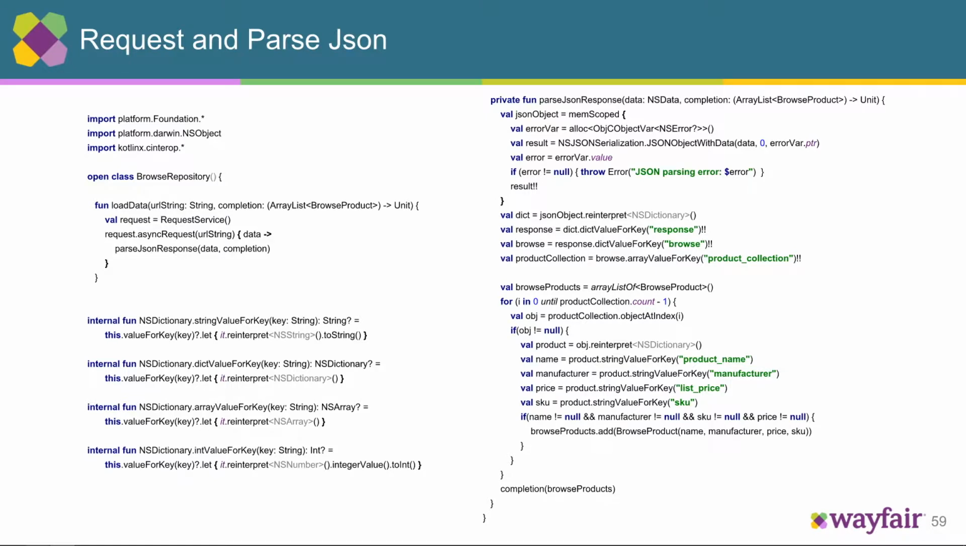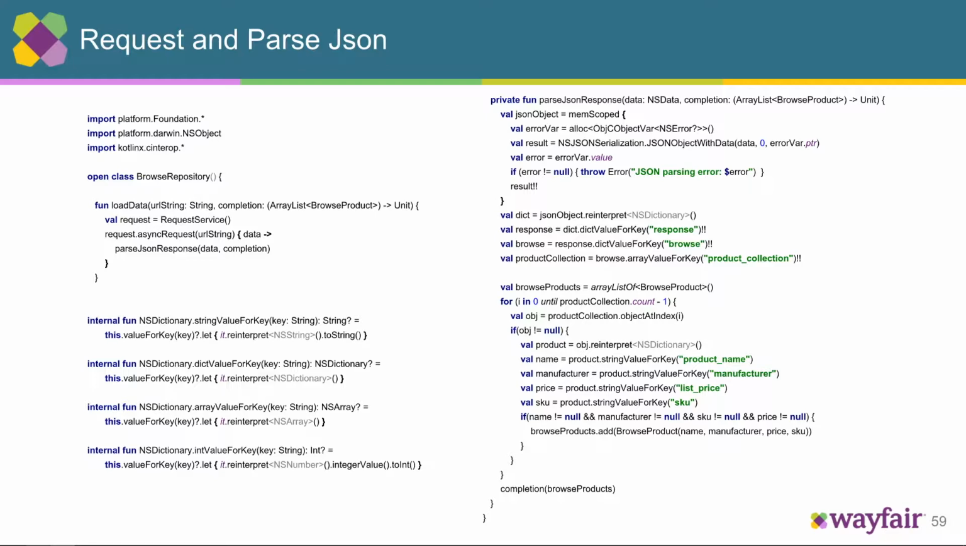And this is based off of code that was in one of the example projects that JetBrains had on their GitHub. So it does work. We're able to take that JSON data, create it into a JSON object, and then walk through that and create our browse product model. And this just contains a product name, a manufacturer name, the list price, and a SKU number.